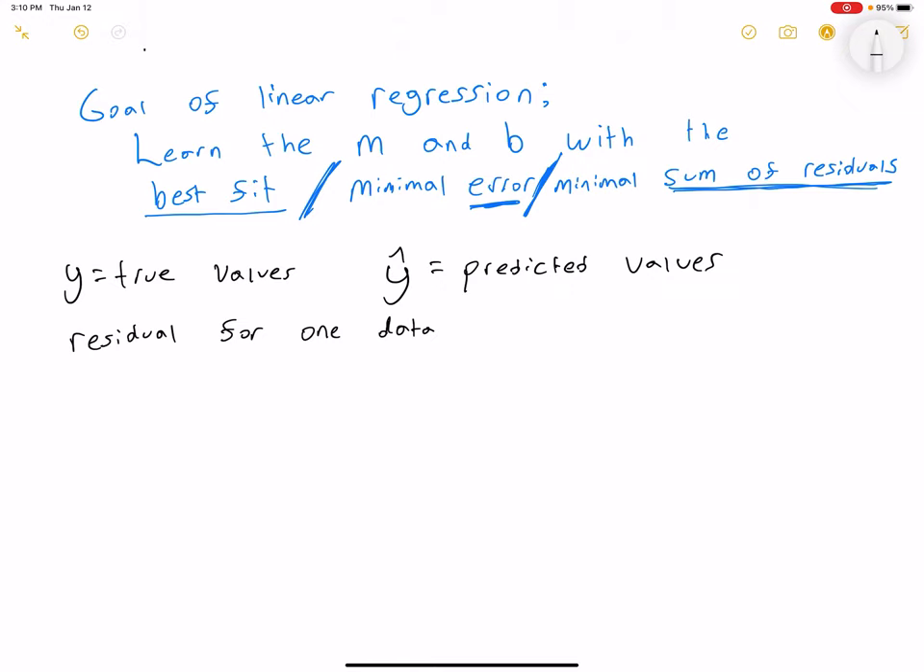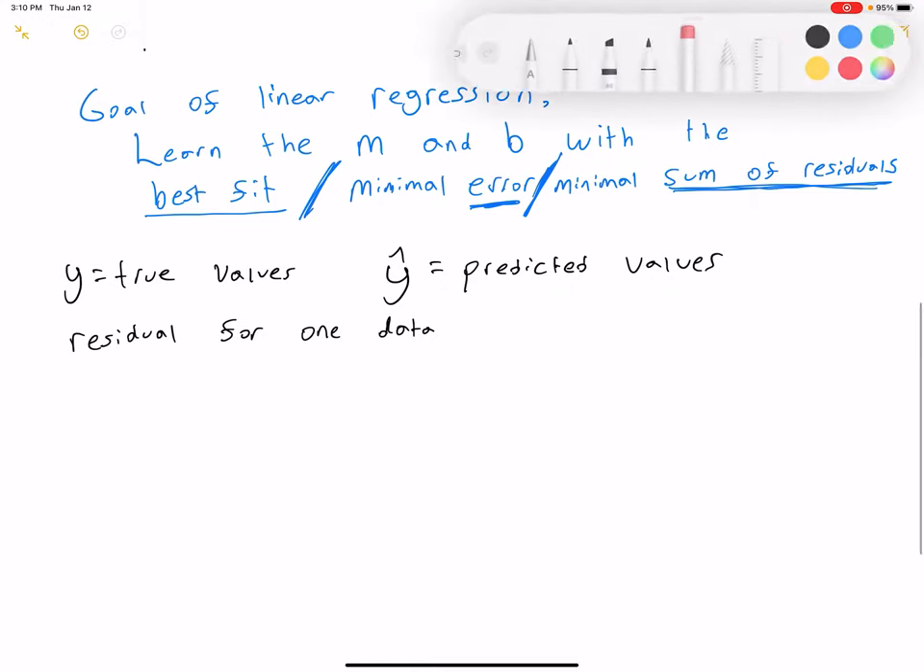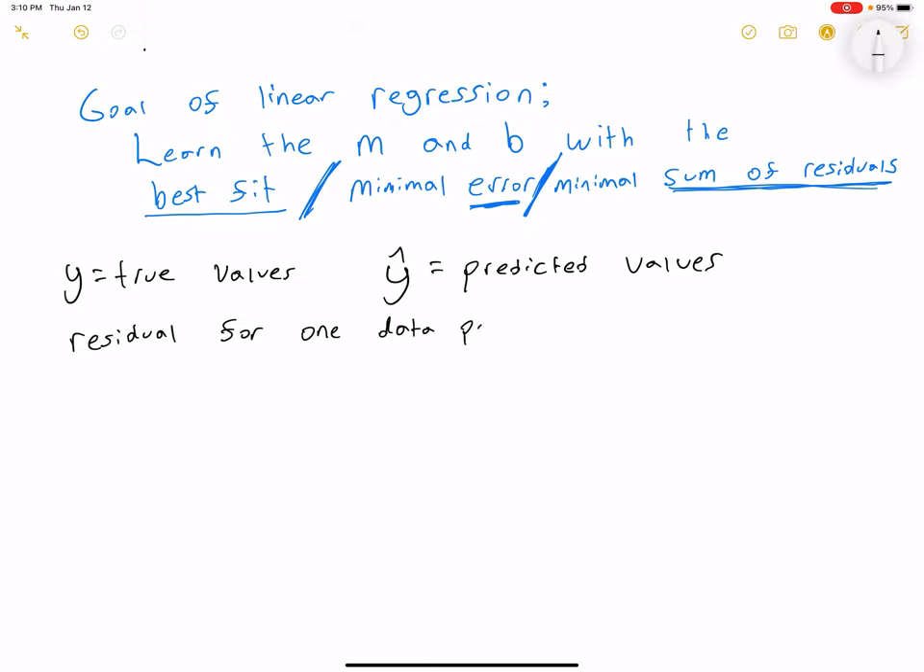Got it. Yep. So the residual for one data point, and the data point we'll call data point i, would be the absolute value of y sub i minus y hat sub i.